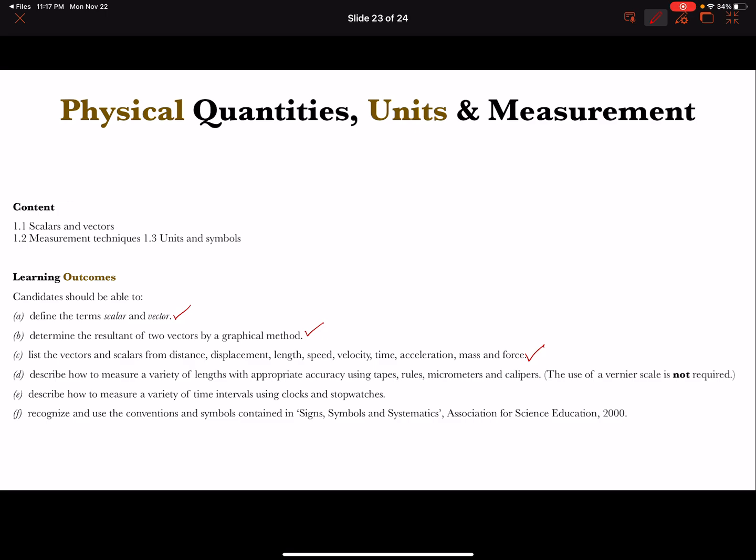I'm checking it. When we move on to the further chapters, you're going to be able to tell the difference much more easily. Describe how to measure a variety of lengths with appropriate accuracy using tapes, rules, micrometers, and calipers. The use of Vernier scale is not required. Check. Describe how to measure a variety of time intervals using clocks and stopwatches. All right, so this is something that we've not covered, and that is going to bring me to an important point that I'm going to mention in the next slide.